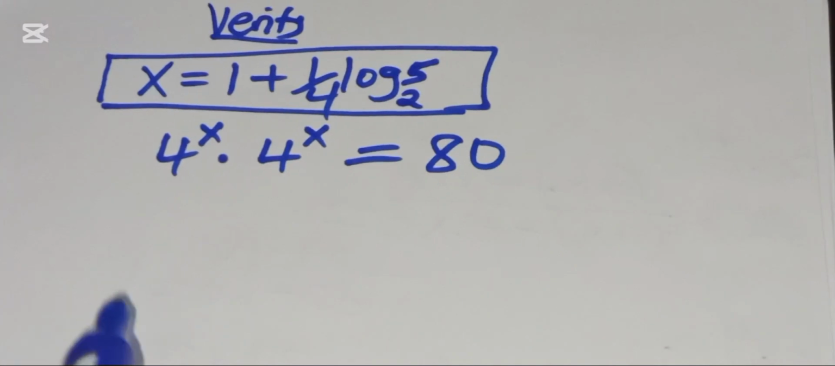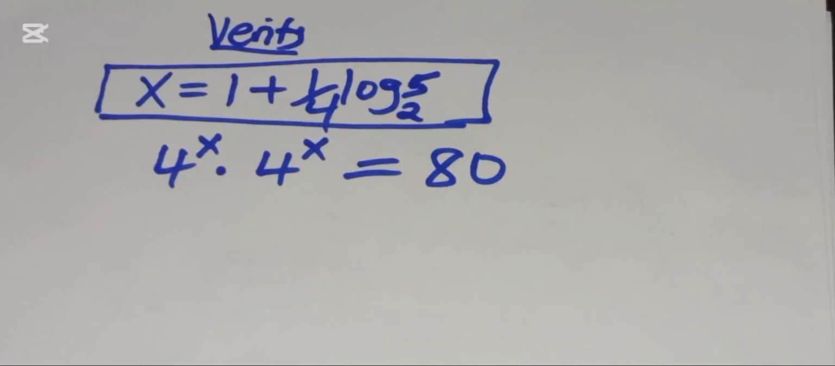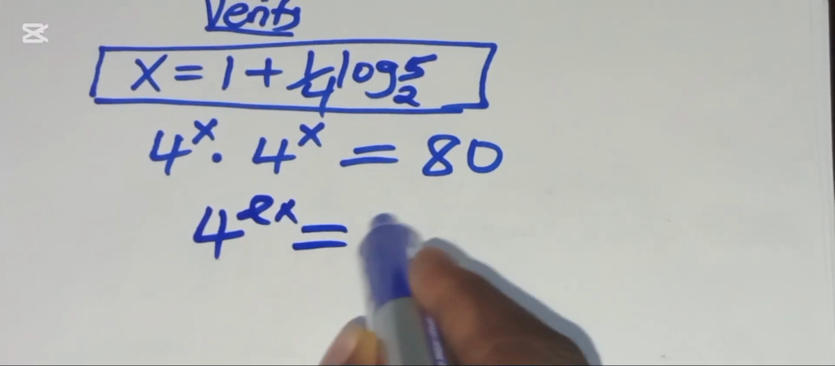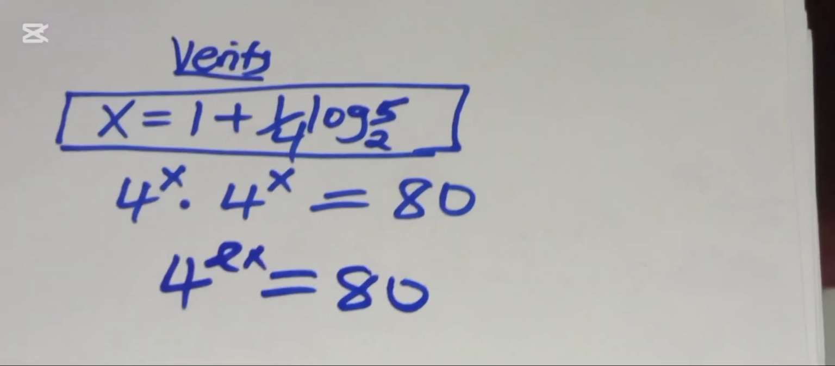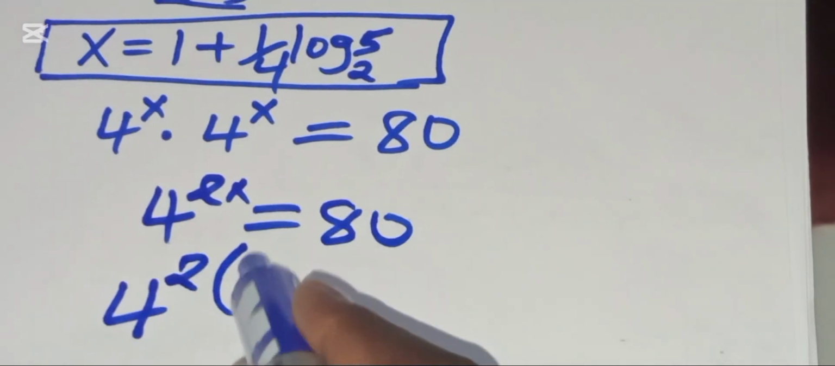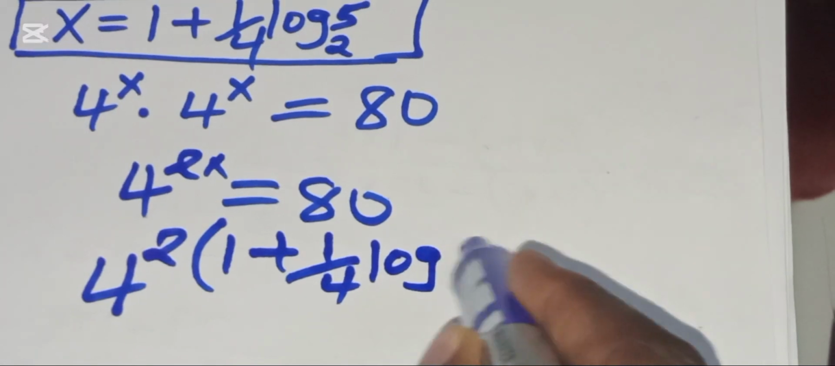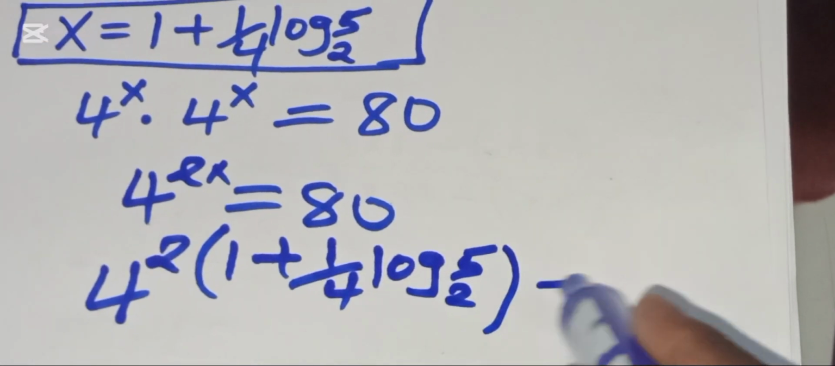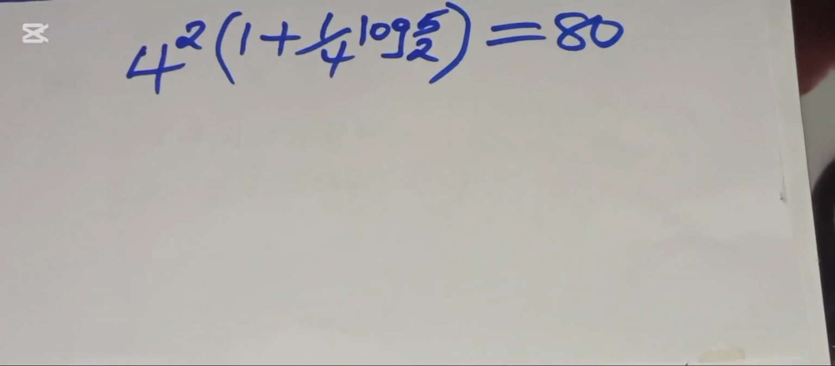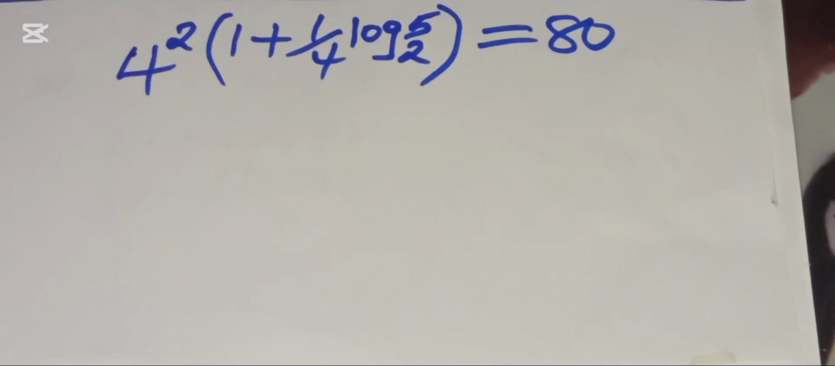So as you might recall, we end that 4 raised to power x multiplying by 4 raised to power x, this is equal to 80, okay? Which is 4 raised to power 2x, this is equal to 80, okay? So from here, let's substitute the value of x, which is 1 plus 1 over 4 log 5 to base 2. This is supposed to give us a value of 80. From what we have here, this is 4 squared into the bracket 1 plus 1 over 4 log 5 to base 2. This is supposed to give us 80, okay?